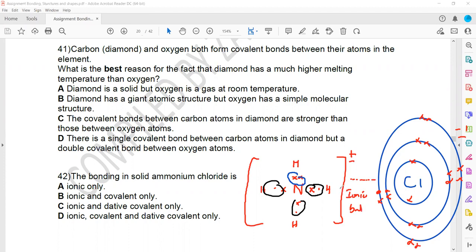So the question is the bonding in solid ammonium chloride. What kind of bonding is there? We can see covalent, that is between nitrogen and hydrogen. We see dative, and we see ionic as well, which is between the ammonium ion and the chloride ion. So all types of bonding are there. That's why D is the right answer. Is it clear? Question 42.